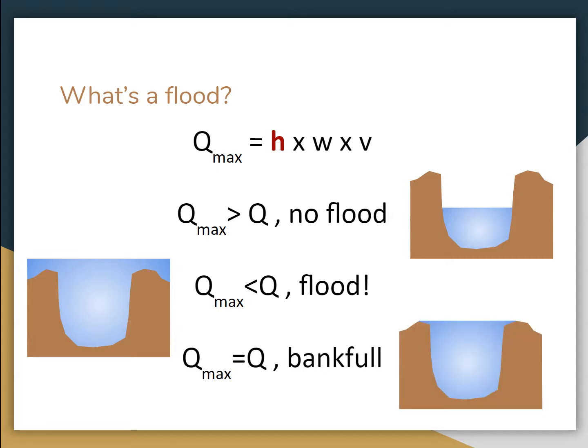Now, sometimes those are equal. Q max equals Q. We call this a Bankfull Flood. And this happens about every couple of years for most rivers in a completely natural environment. So every couple of years, a Bankfull Flood will happen.